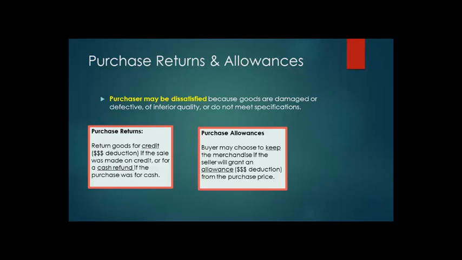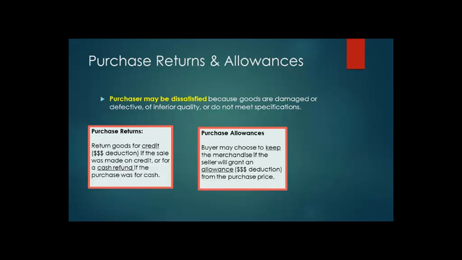Finally, sometimes the goods arrived and they might be damaged, defective, inferior quality, or they just don't meet specifications. Sometimes the goods arrived and the inventory is in good condition, but the packaging looks bad, and so the customer may not want to buy it. In this case, the buyer will return the goods for a credit if the sale was made on credit, or a cash refund if the purchase was made for cash.